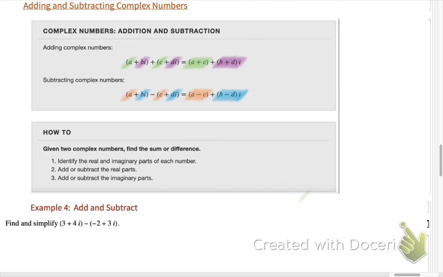So looking at the bottom here, again, if you're going to add or subtract two complex numbers, you can identify the real and imaginary parts of each number. Depending on if we're doing addition or subtraction, we're going to add or subtract the real parts, and then we're going to add or subtract the imaginary parts. So we'll go ahead and do this example here on the bottom.